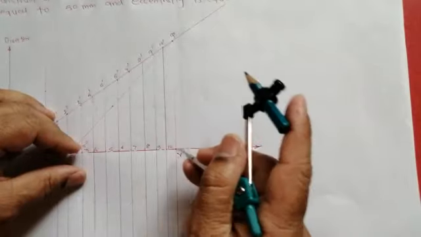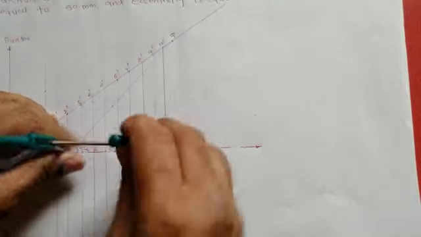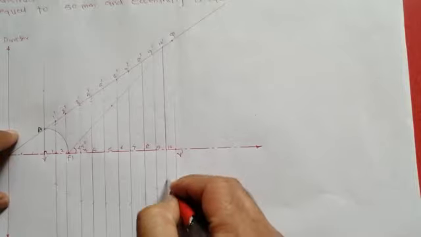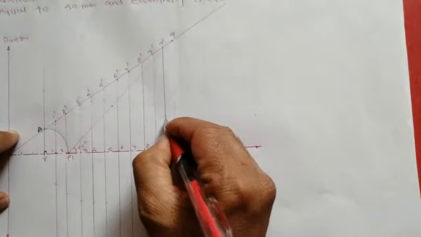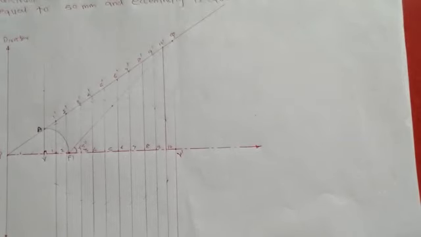So obviously if we take distance from V dash to Q, it will be equal to F1 V. So this will be measured. So we have all points got over here. So these are the points. So by using French curve, we have to join all those points.